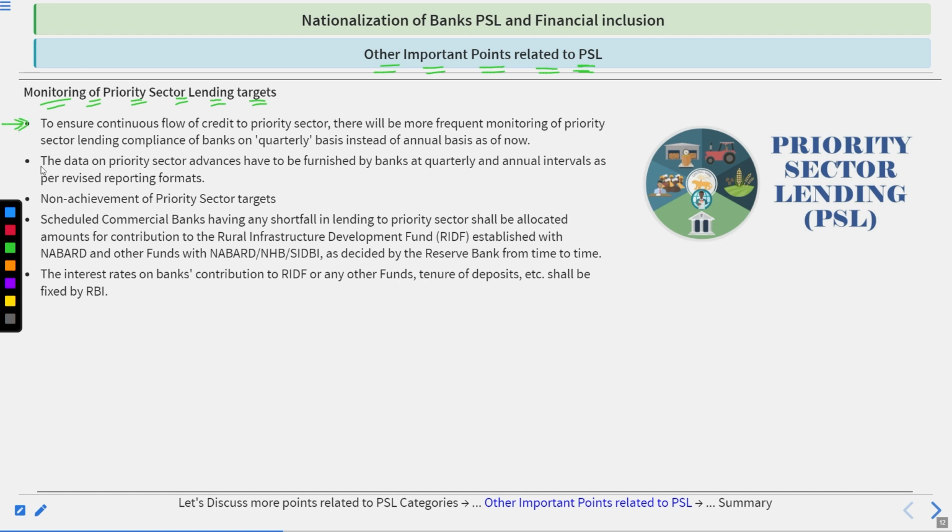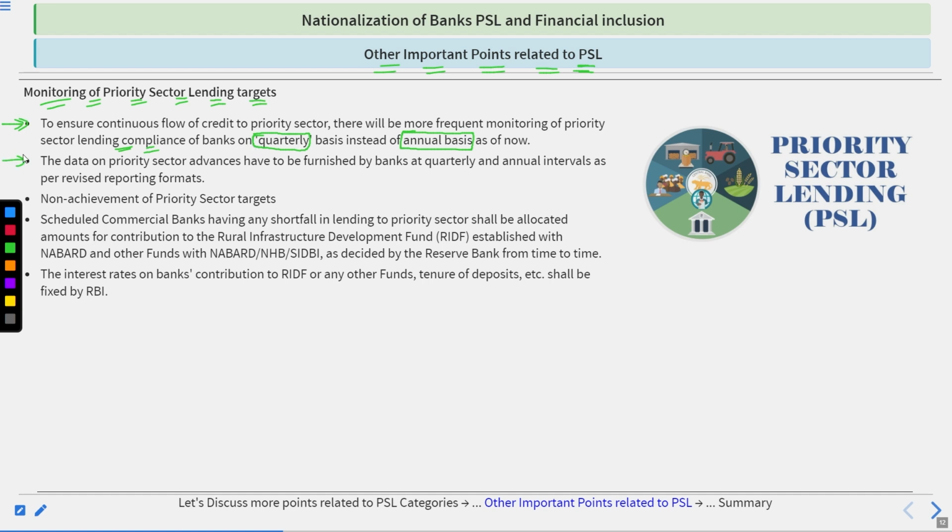To ensure continuous flow of credit to the priority sector, there will be more frequent monitoring of priority sector lending compliance of banks on a quarterly basis instead of the annual basis of now. Because the annual basis will come after the tenure of 12 months. Like, once 12 months are completed, then the compliance check monitoring will happen. But quarterly basis means after every quarter, after every 3 months, the lending compliance will be monitored. And that is what is required currently.